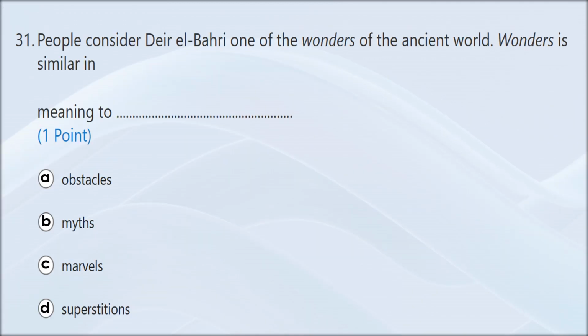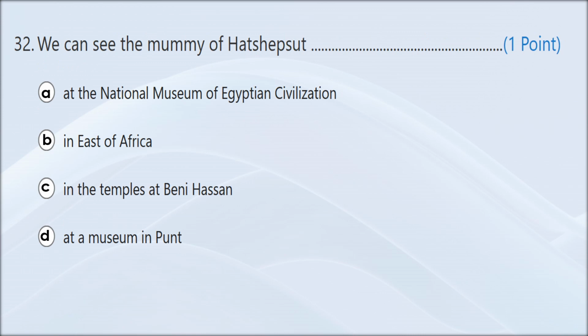Number 31. People consider Deir al-Bahari one of the wonders of the ancient world. Wonders is similar in meaning to obstacles, myths, marvels, superstitions. So choose the word which is similar in meaning to the word wonders. Okay? So let's move to the next question.